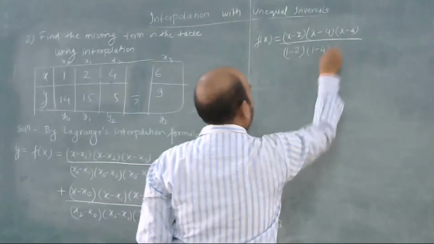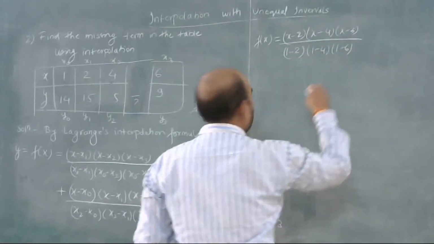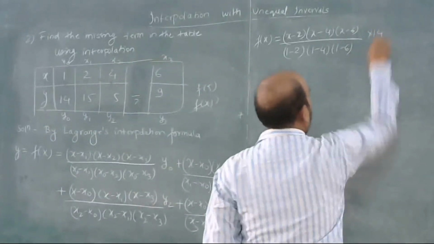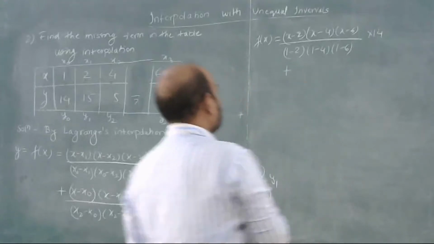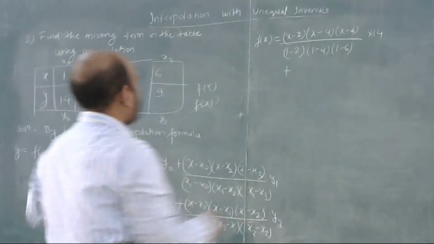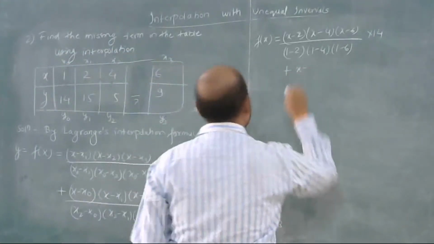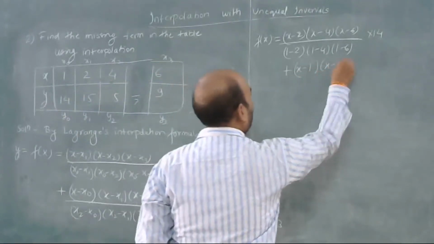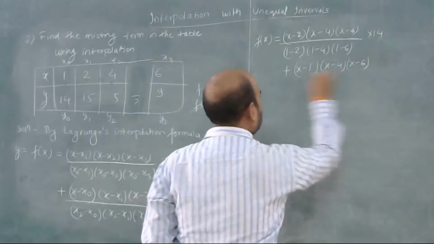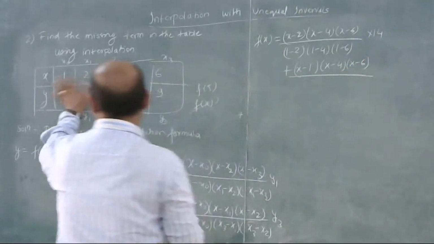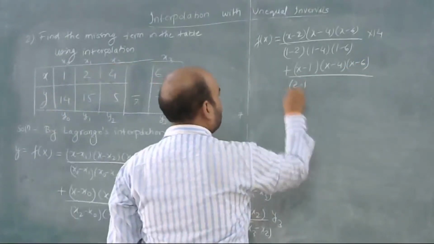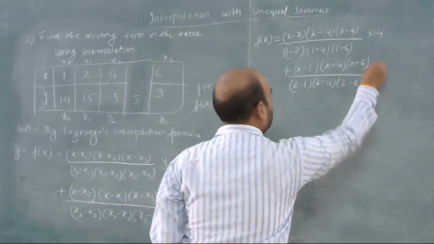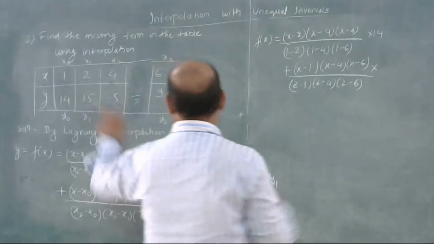1 minus 4, 1 minus 6, into y0 which is 14. Plus the second term: x minus x0, so x minus 1, x minus 4, x minus 6, divided by 2 minus 1, 2 minus 4, 2 minus 6, into 15.